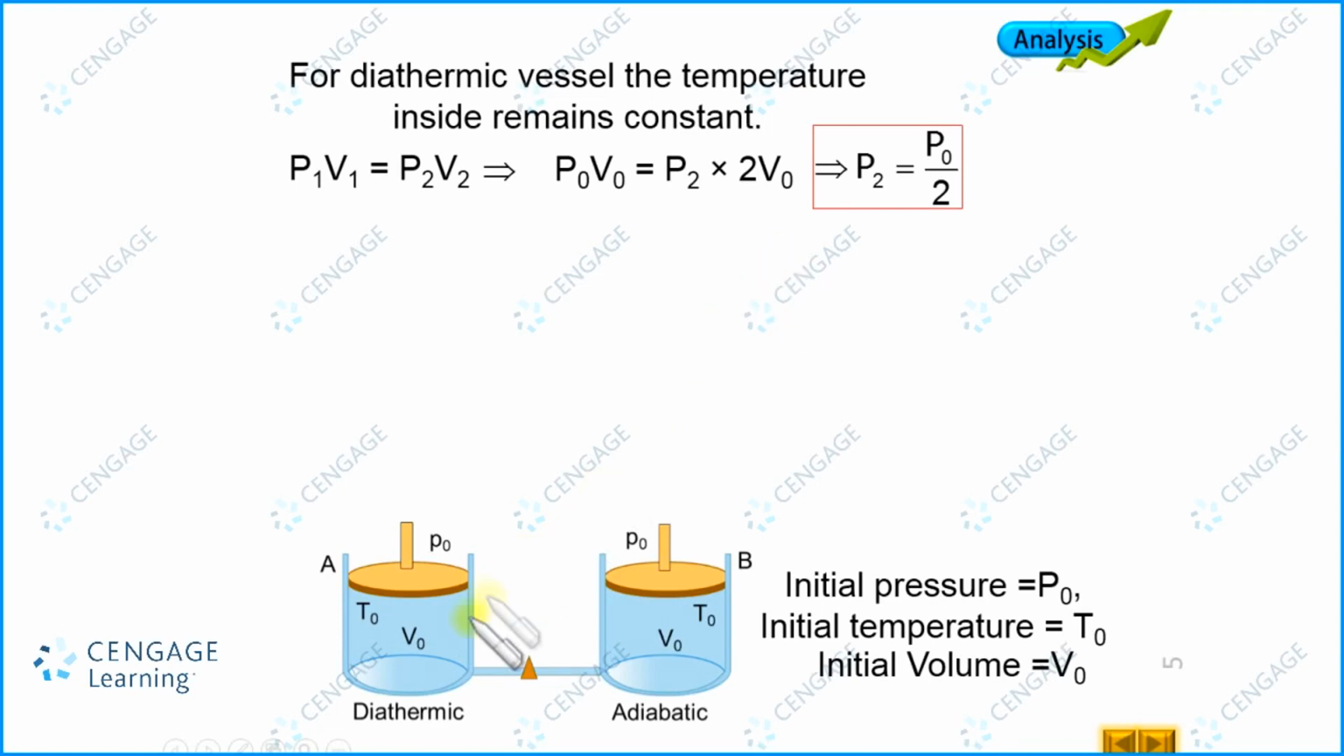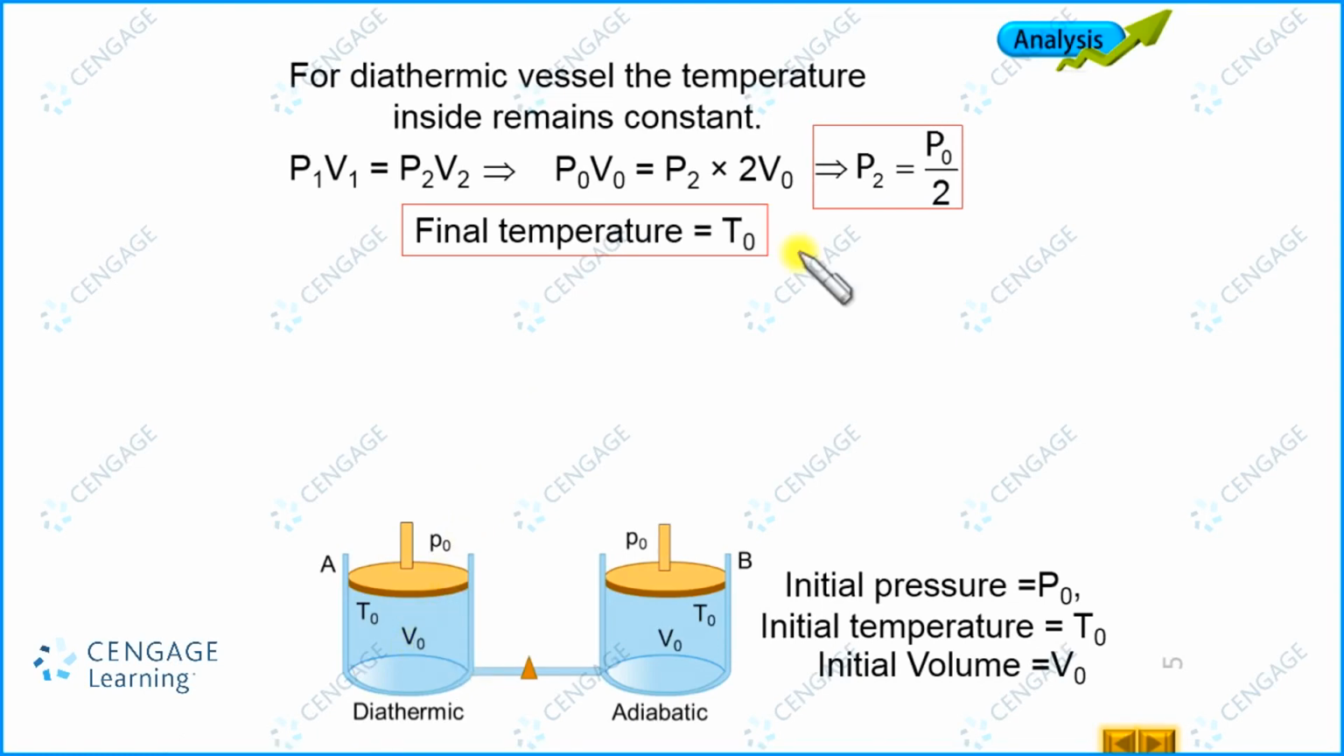Now we got the final pressure in this situation, that is P0 divided by 2. Okay. And we know this is a diathermic container. That means the temperature of the gas inside the container will be the same as the surrounding. That means the final temperature of this container will be equal to T0. Now consider this adiabatic container. The initial state of this adiabatic container is temperature T0, volume V0. Final state, volume 2V0, temperature we need to calculate.